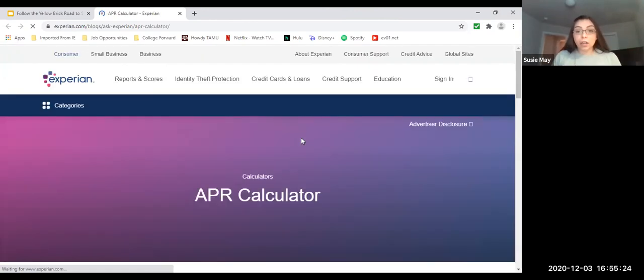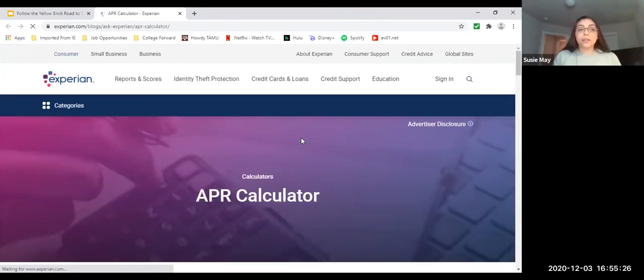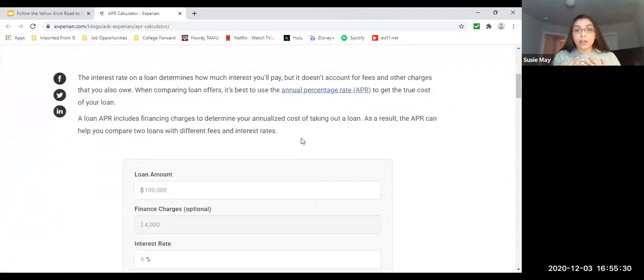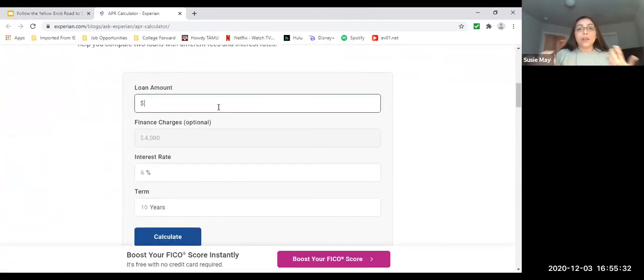Okay, this handy little thing is going to tell me how much my APR is going to be by the loan information that I give it. So we're going to say I need to take out a loan for my, let's say, books. I need books and supplies. So I want to take out a $5,000 loan.